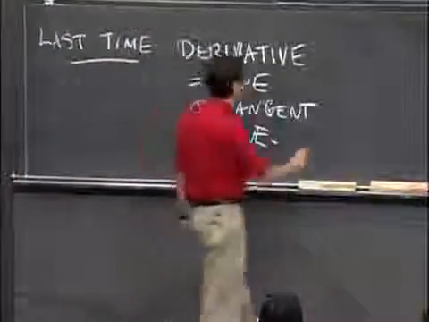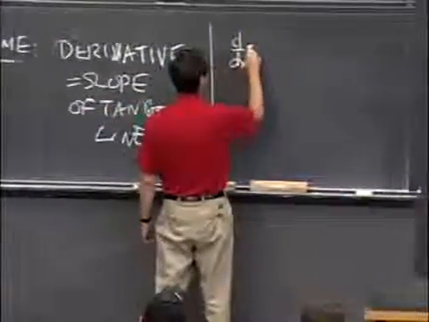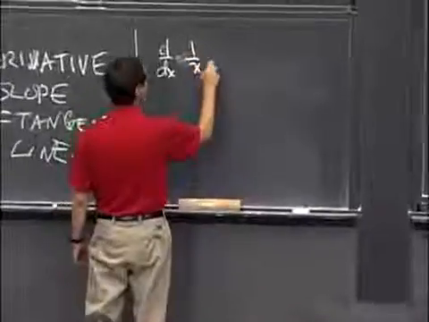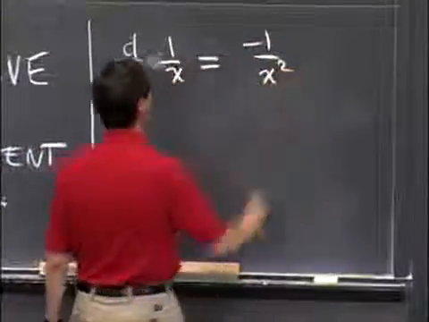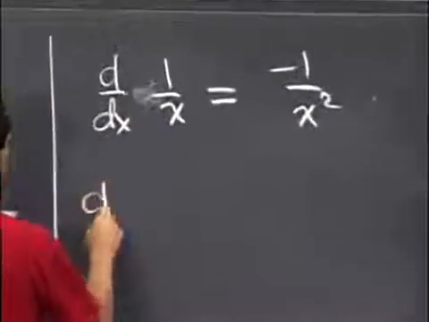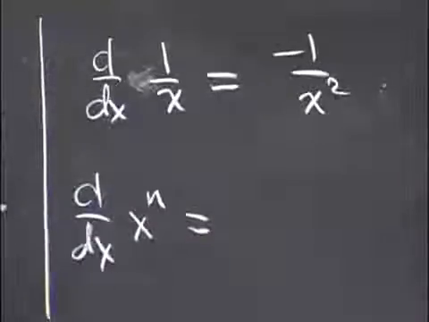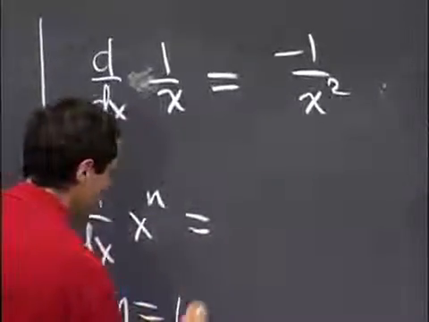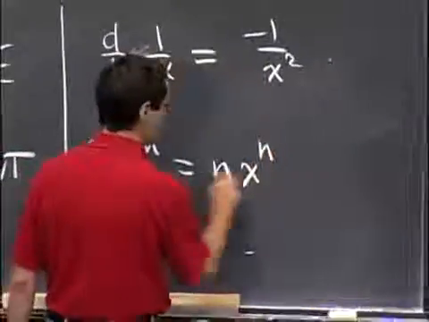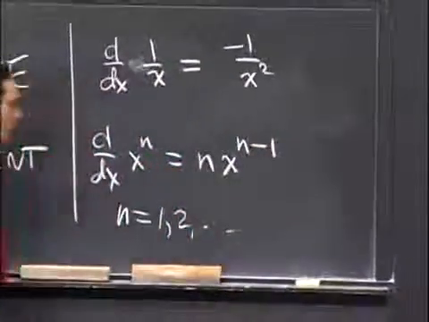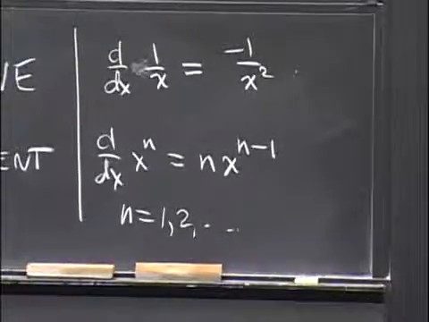And we also did a couple of computations. We worked out that the derivative of 1 over x was minus 1 over x squared. And we also computed the derivative of x to the nth power for n equals 1, 2, etc. And that turned out to be nx to the n minus 1. So that's what we did last time.